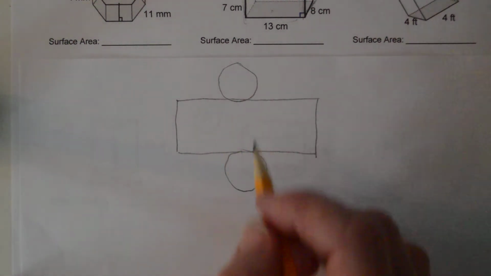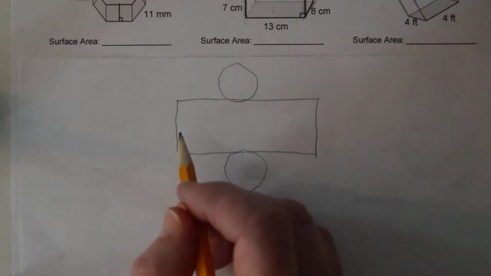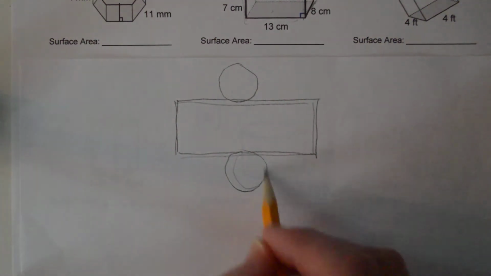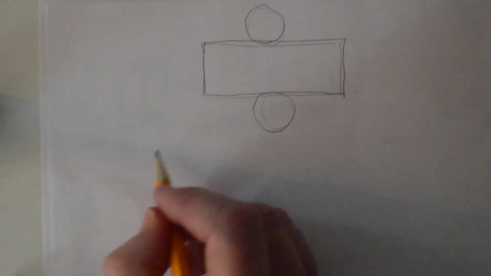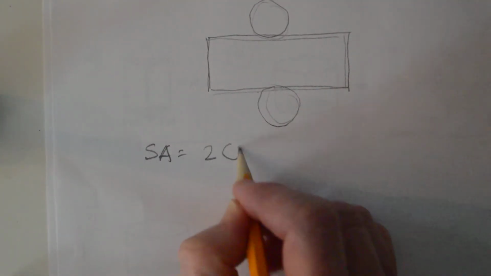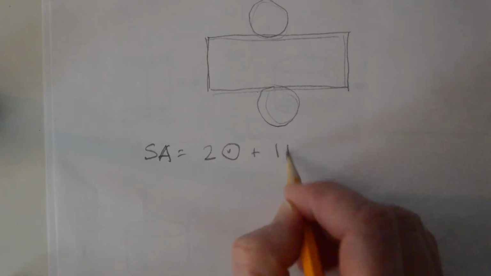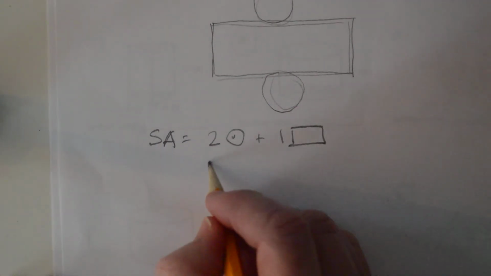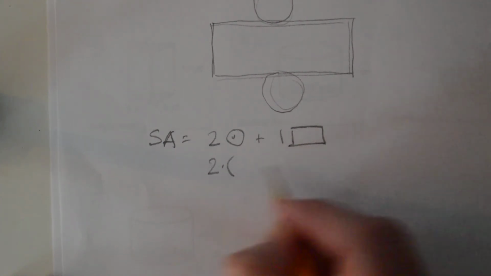Right? So when we find the surface area of a cylinder, we need to find the area of this rectangle and the area of two circles. So again, just to get ready for that, I'm going to write the surface area is going to be 2 times the circles plus 1 rectangle. All right? So let's find the area of the circles. How do we find the area of a circle?